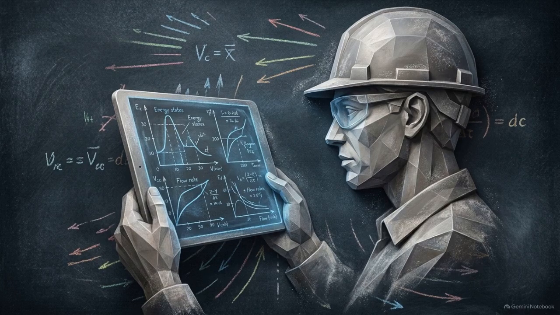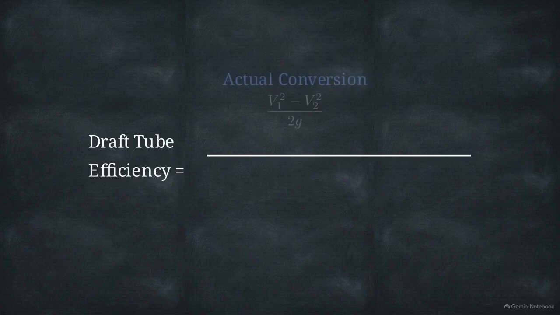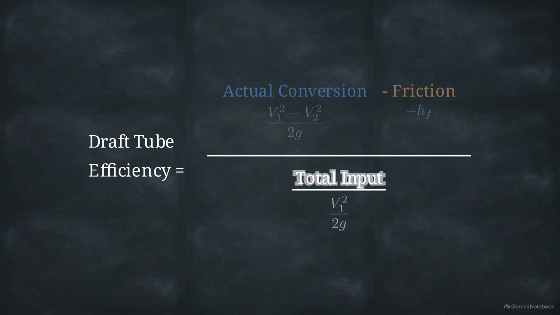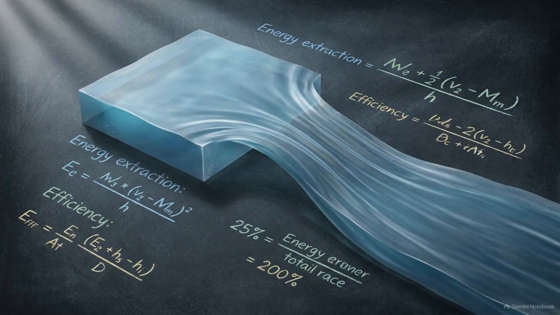This measurement is formalized by a strict metric, draft tube efficiency. The numerator calculates the actual work done. It represents the real-world conversion of kinetic energy into useful pressure head, minus the unavoidable friction losses. The denominator provides the baseline. It represents the total potential kinetic energy delivered to the inlet, the absolute maximum amount of energy available to recover. By maximizing this ratio, engineers ensure that high-velocity kinetic energy does not simply wash away downstream unused.